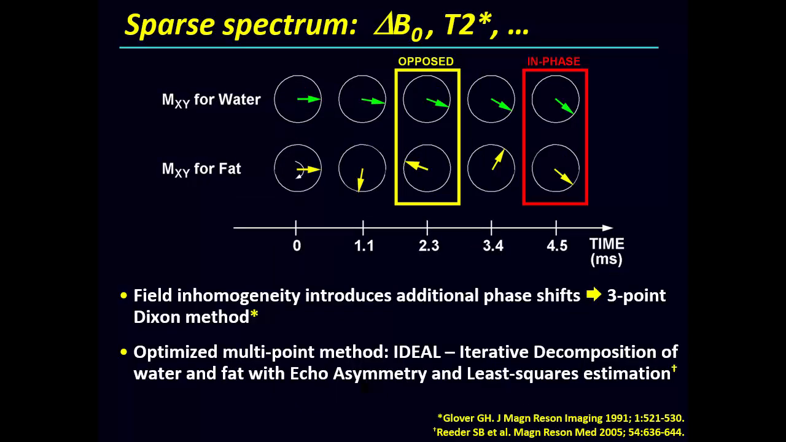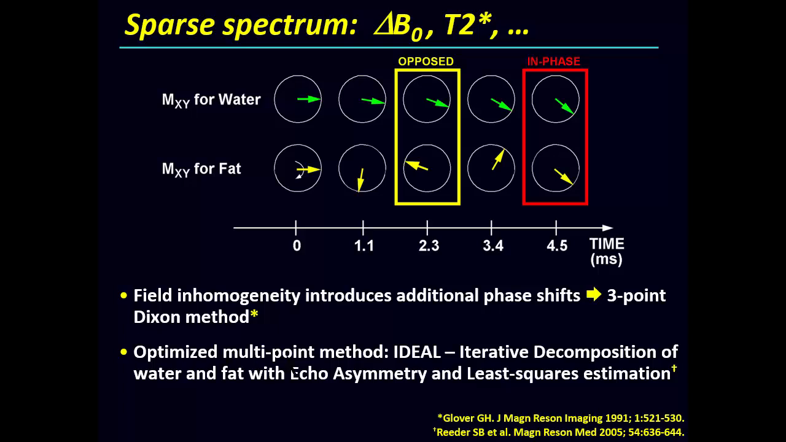Now, in practice, you have to deal with other factors. One of the main things in human proton imaging is field inhomogeneity. There may be other factors such as T2 star decay. But what was recognized is that you can simply extend this. In fact, a few years after Dixon's work, Gary Glover noted that we could take 3 data points or 3 TEs instead of 2, and that we can account for inhomogeneities.